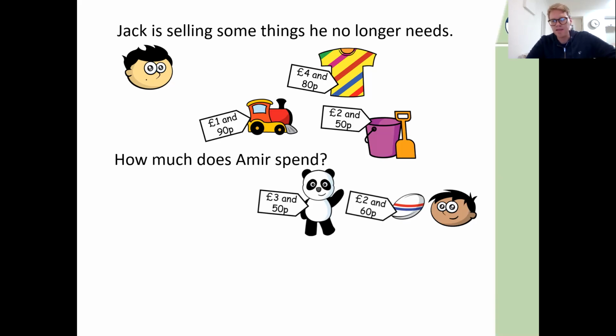How much does Amir spend then? He has bought the panda and the rugby ball. So same again. Let's do a bit of partitioning. Let's add up the pounds. Let's add up the pence. See if anything slightly different happens with this one. Pause the video, see what you get when you add these ones together.